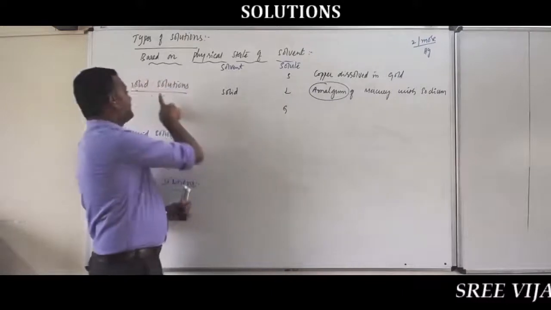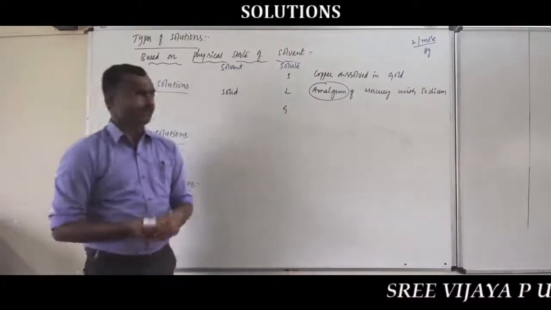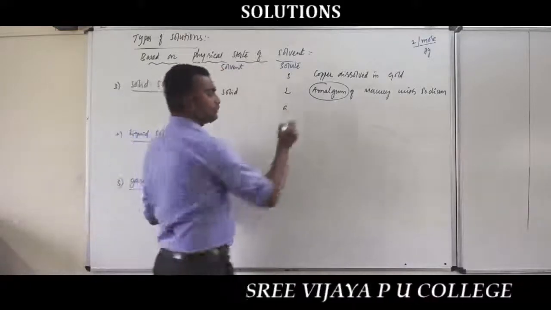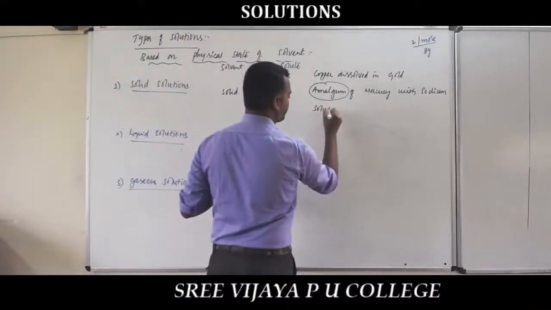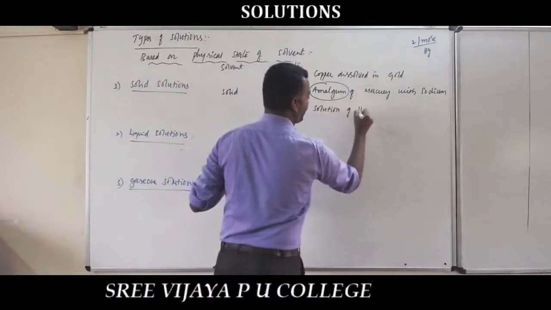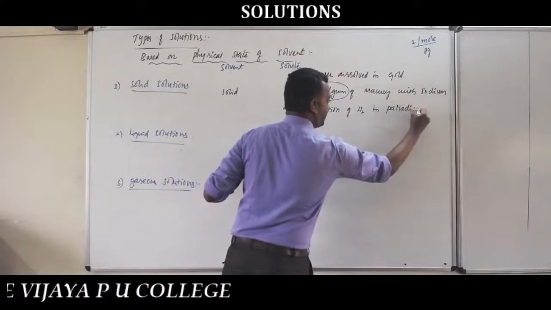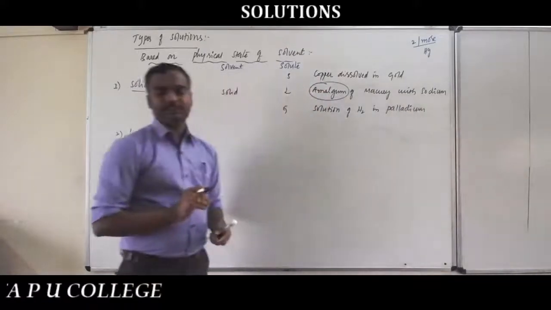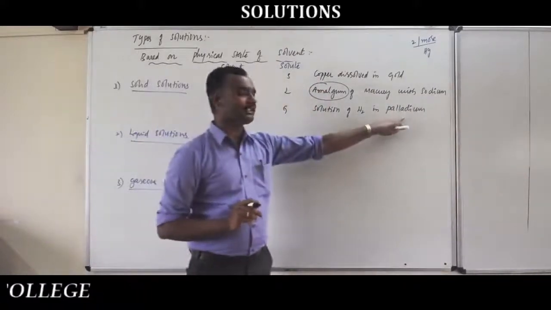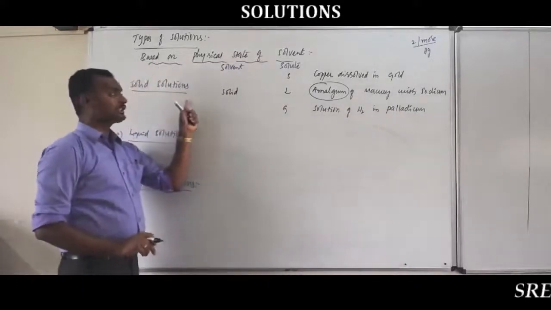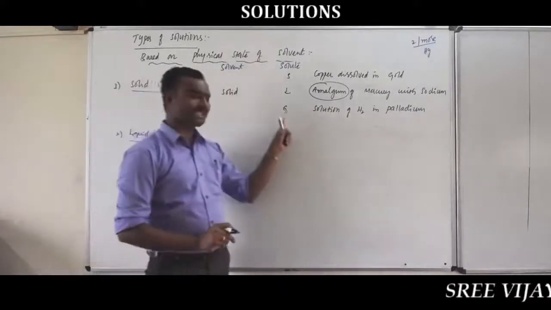So next one is an example for solid solution in which solute is gas. That is a solution of hydrogen and palladium. Remember, palladium is a metal, especially a d-block element, and it is in solid state. Hydrogen is in gaseous state. So therefore, that is an example for solid solution in which solute is a gas.